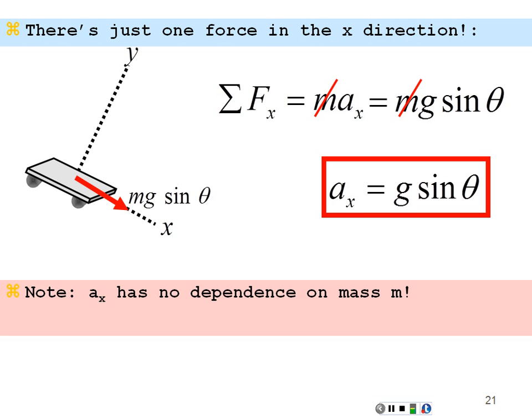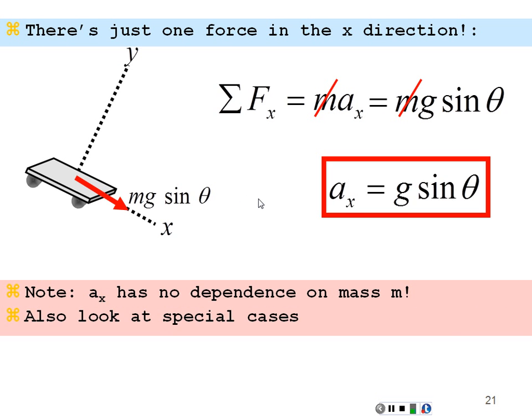Note that this acceleration has no dependence on the mass m, so any cart of any size on this frictionless incline will accelerate down the incline at the same value of acceleration. So if you had a race between different size objects on this incline, they all will go down at the same rate.